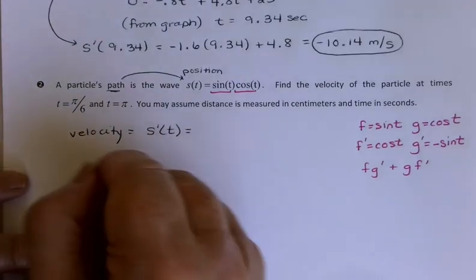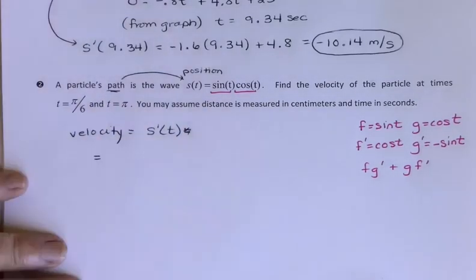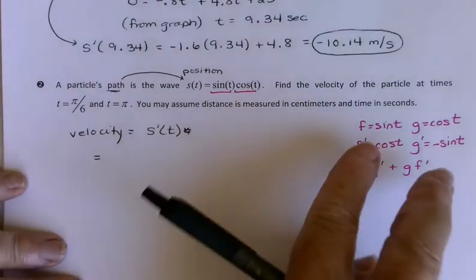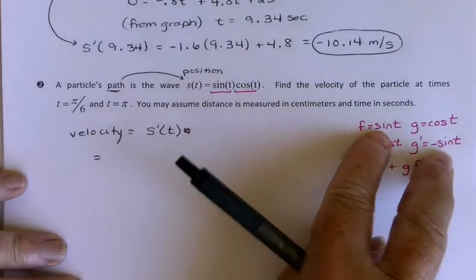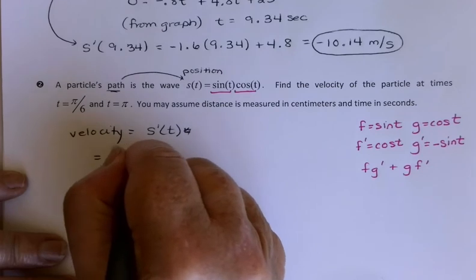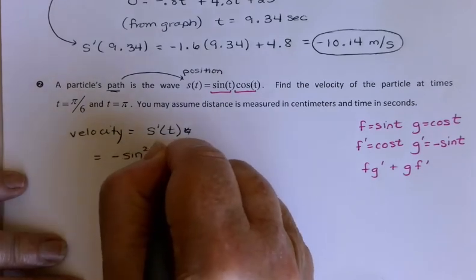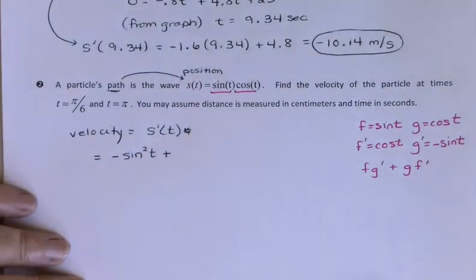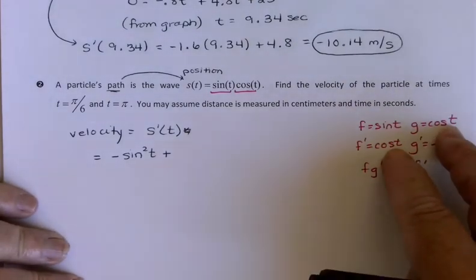So let's see, this will be a little longer. Maybe I'll bring it down here instead. fg prime will be a negative sine squared t plus gf prime. gf prime would be a cosine squared t.